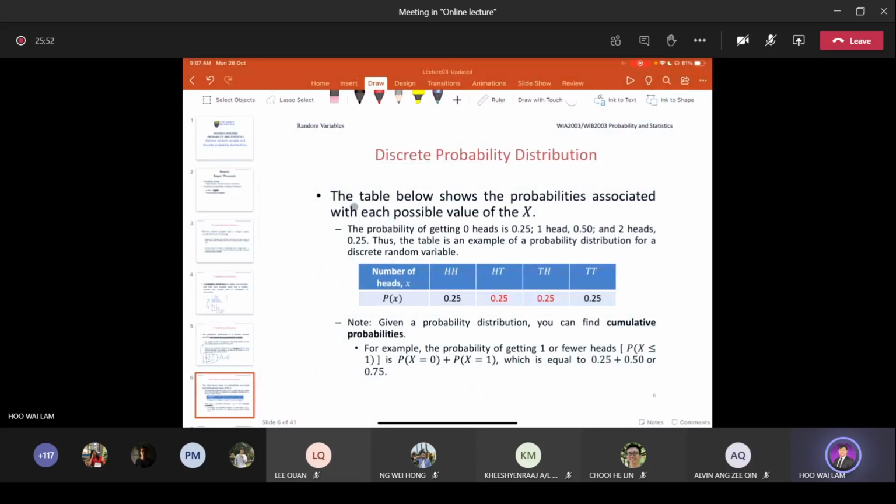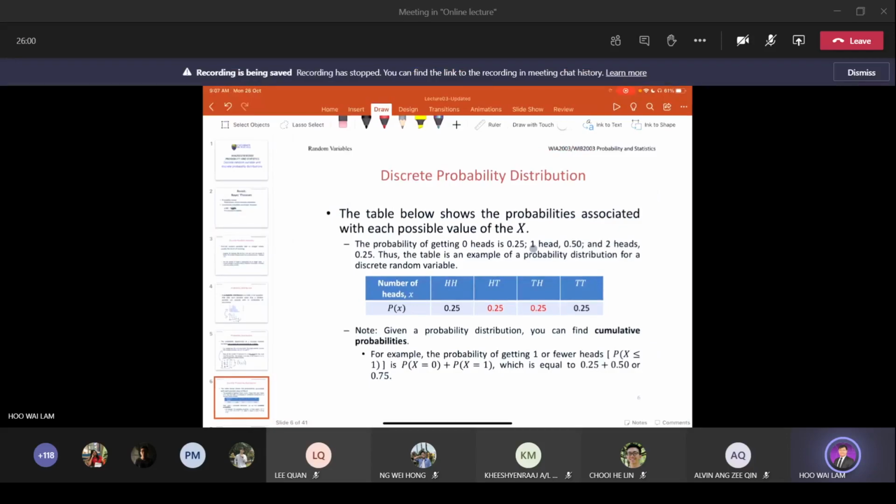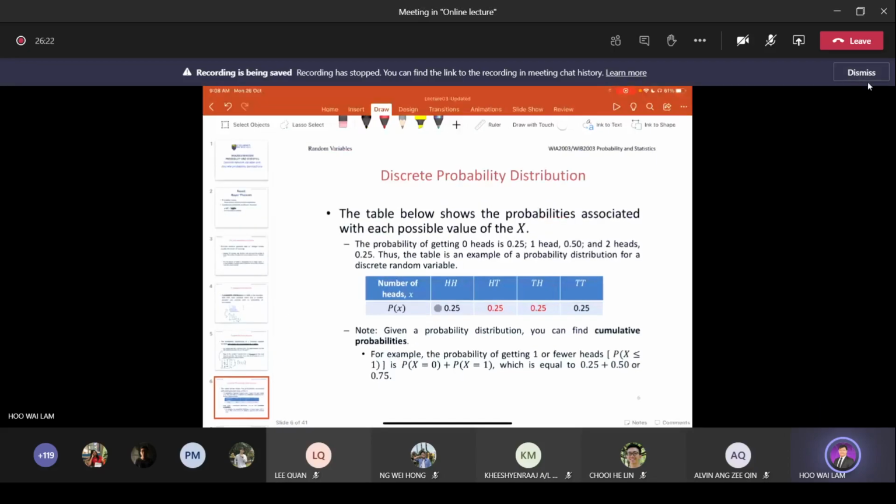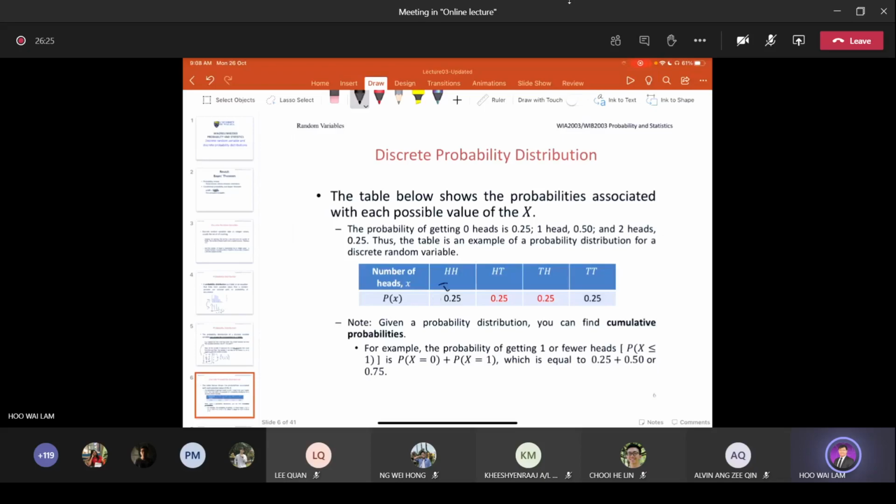Okay, we continue. The table below shows the probabilities associated with each possible value of x. The probability of getting 0 heads is 0.25, 1 head is 0.50, and 2 heads is 0.25. Why is it so? Because when you are calculating all the specific potential outcomes over here, every one of them is 0.25, because everyone has a fair probability. It's a fair coin, right? So 1/2 times 1/2, you get 1/4, which is 0.25. Same goes for the others.